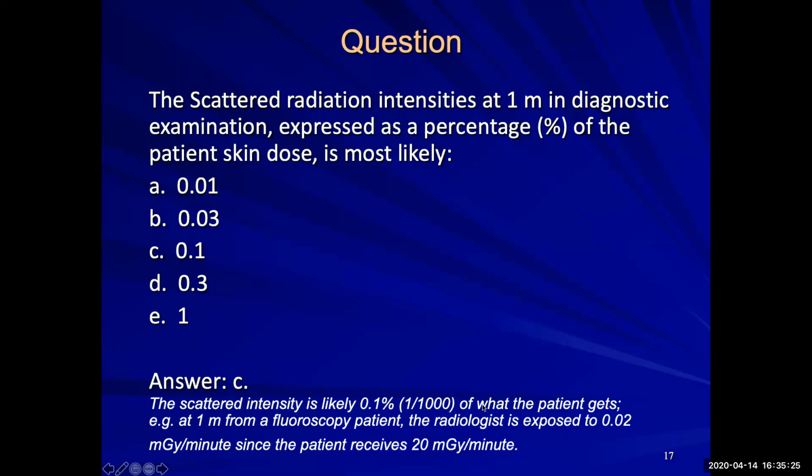You remember in the previous slides, we said if you just increase the distance by 1 meter from the patient, you get 1/1000 the amount of scatter. 1/1000 is the same as 0.1% of what the patient gets. At 1 meter from a fluoroscopy patient, the radiologist is exposed to, for example, 0.02, while the patient receives about 20 per minute. So you see how much radiation you save, how you protect yourself, if you just keep 1 meter from the fluoro patient.